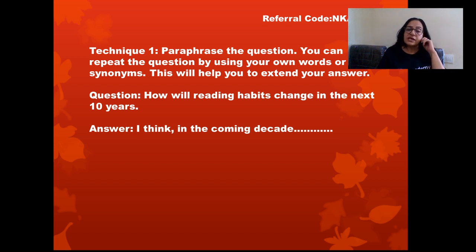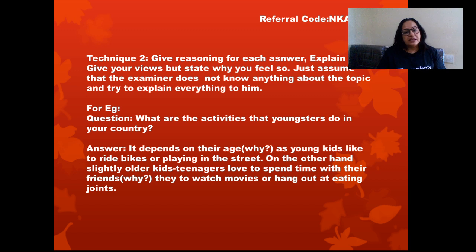Technique 1 was that we should paraphrase the question which the examiner has asked. You can repeat the question using your own words and synonyms. This will help you to extend your answer. At the same time, it will give you time to think and extend your answer. Right? The second technique is to give reasoning for your answer.